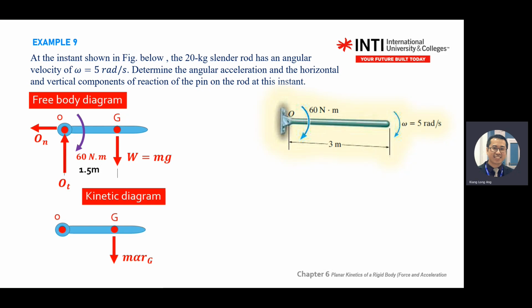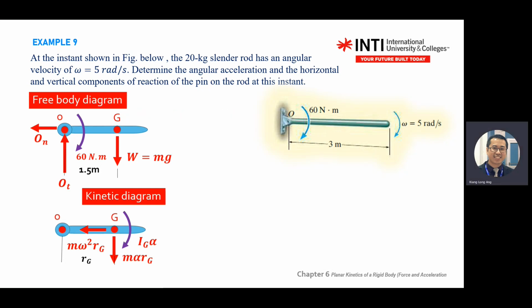Tangent is alpha R. Then the normal is omega squared R. So remember this: tangent is alpha R, normal is omega squared R. What else? Then you have one more, which is Ig alpha. For a rigid body kinetic diagram, you have Ig alpha.